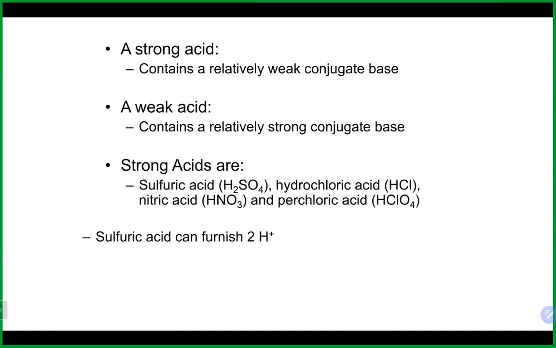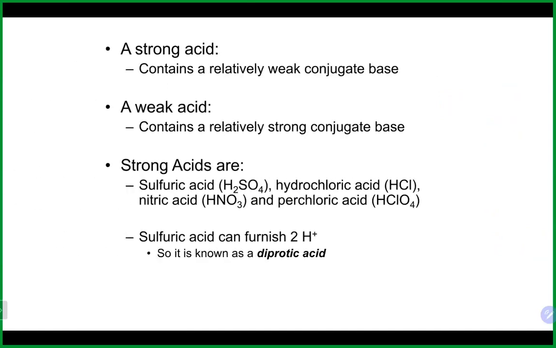Now, a couple of relationships. If you have a strong acid or even a strong base, its conjugate partner, the conjugate acid or the conjugate base, will be relatively weak. So there's sort of an opposite relationship between the acid and base and its conjugate pair. If it's a strong acid or strong base, its conjugate base or acid will be weak. And if it's a weak acid or weak base, its conjugate partner will be relatively strong.